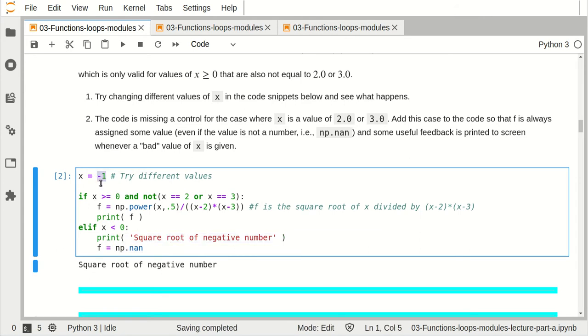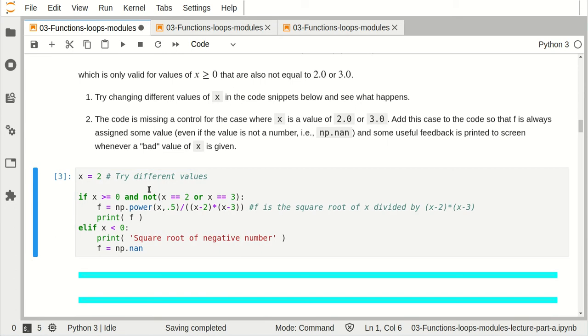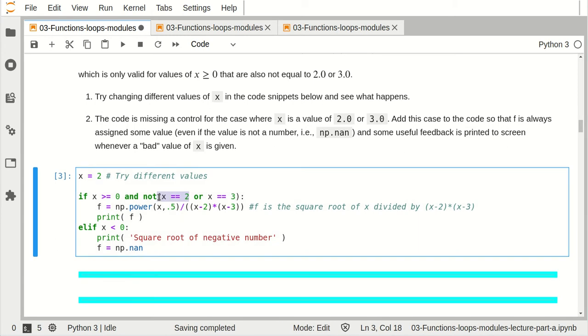Of course, if we try, let's say, 2, we notice nothing happens. f is not assigned any value in this case, because x is 2, so x equal to 2 is now true, which would make this part false. This is supposed to be an and, so true and false is false, and it goes down here and says x isn't less than 0, so it prints nothing to the screen. Just nothing happens.